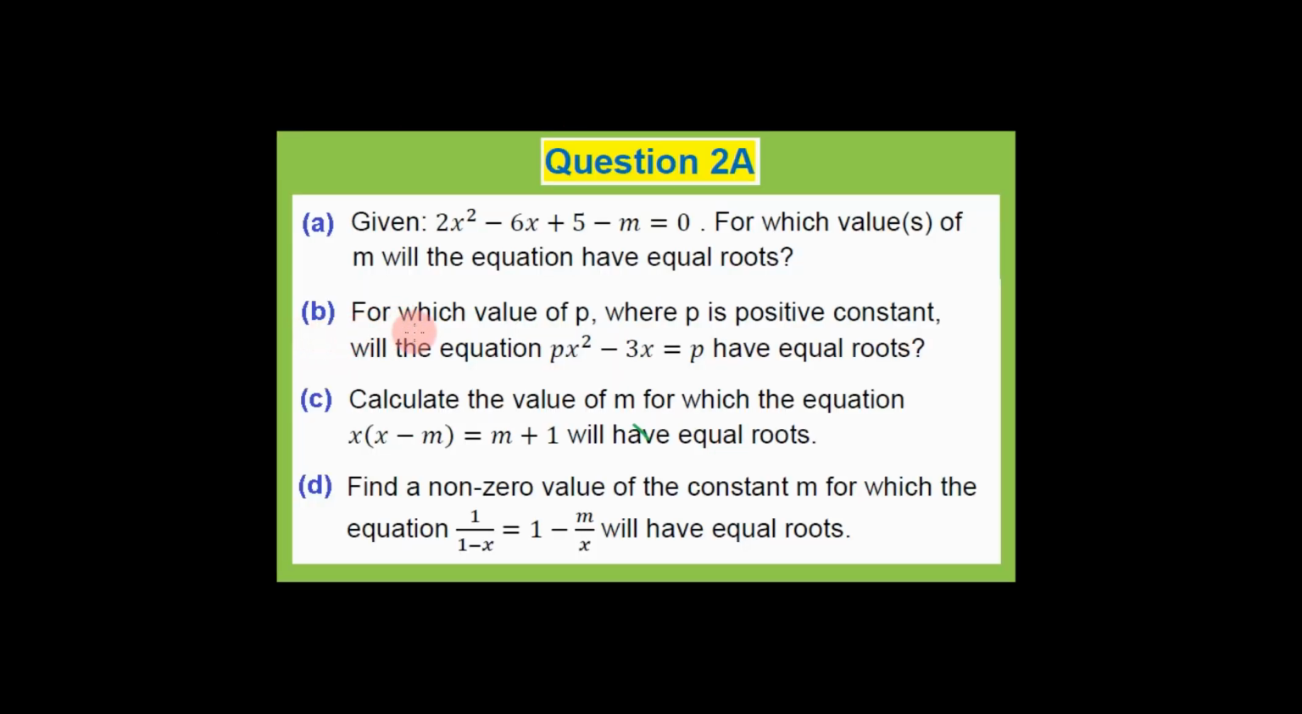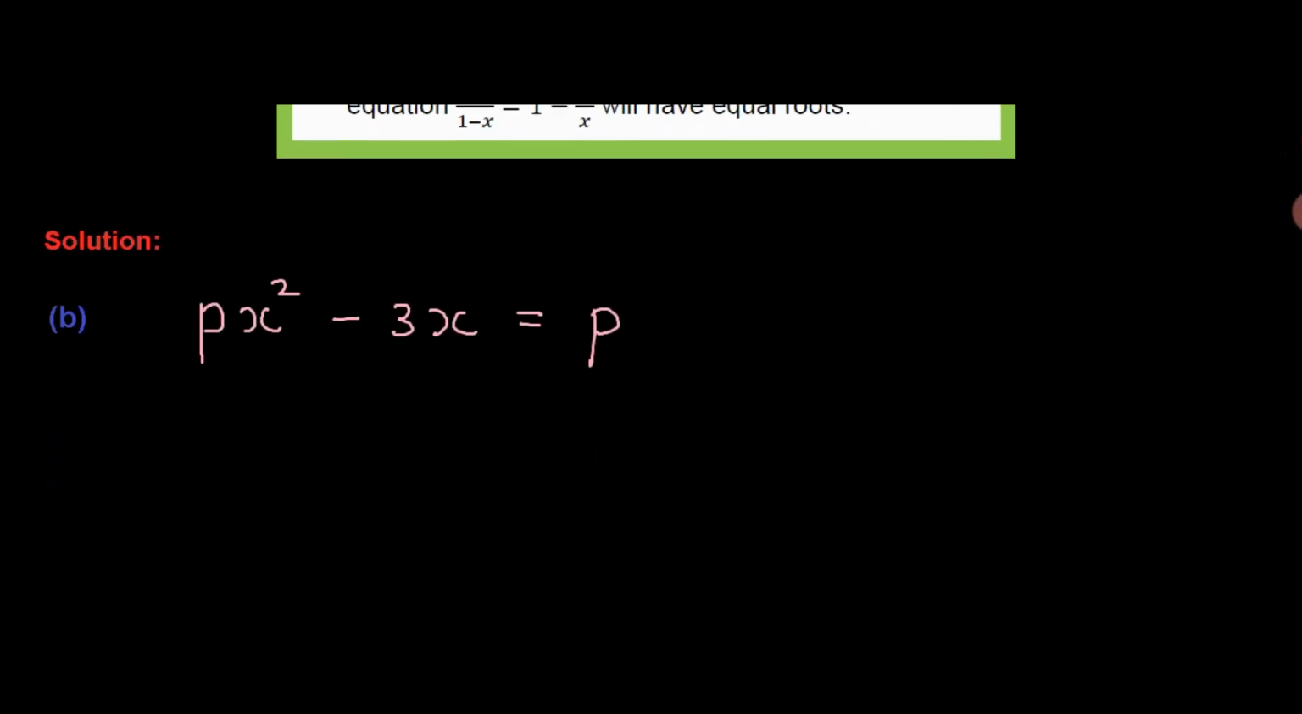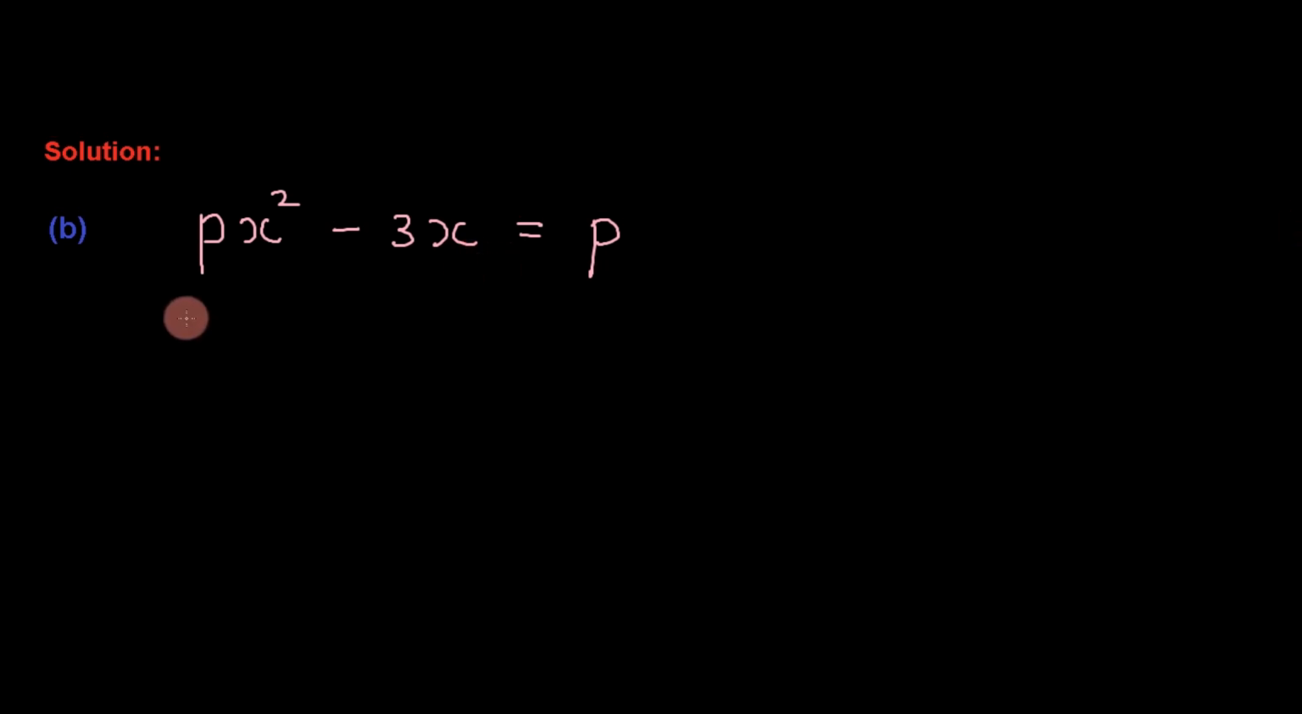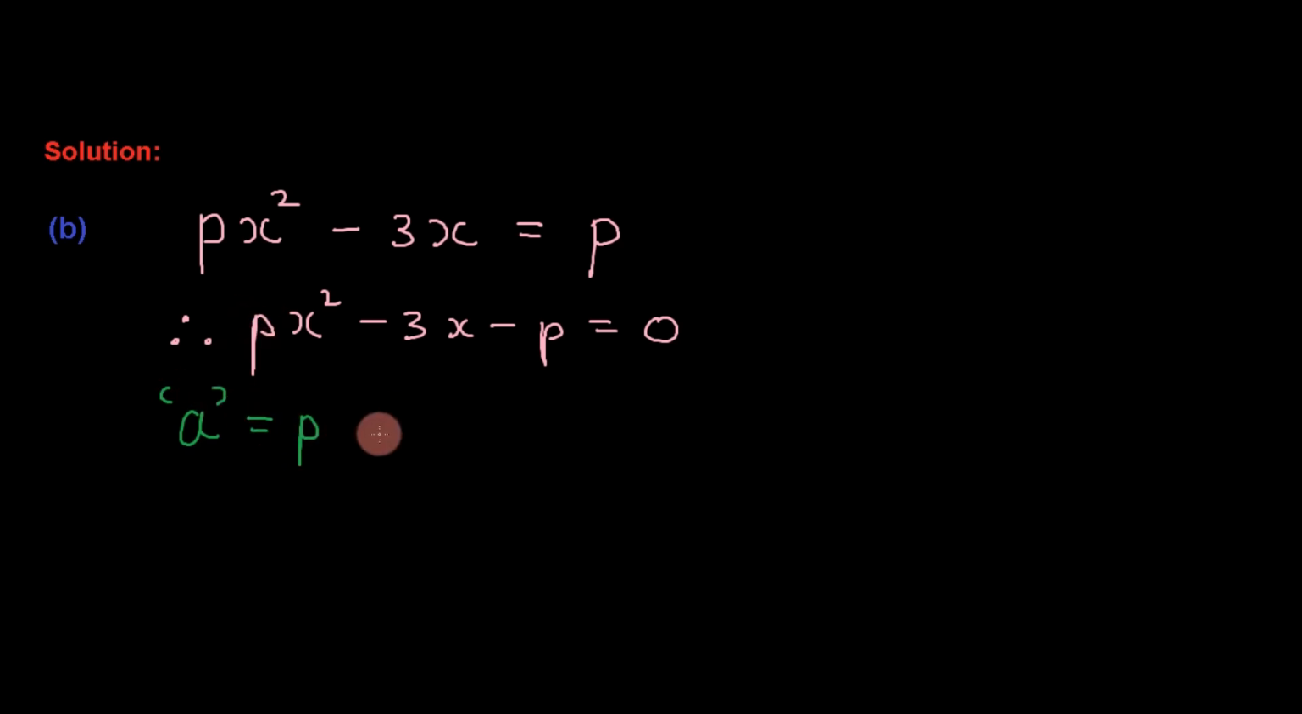Then in B it says, for which value of p, where p is a positive constant, will the equation px squared minus 3x equal p have equal roots? Now, we first have to write this equation in standard quadratic form, and we can do so by bringing the p to the left-hand side. Now we can write down the values of a, b, and c. A is the x squared coefficient, which is p. B is the x coefficient, which is negative 3. And c is the constant, so c will equal negative p.